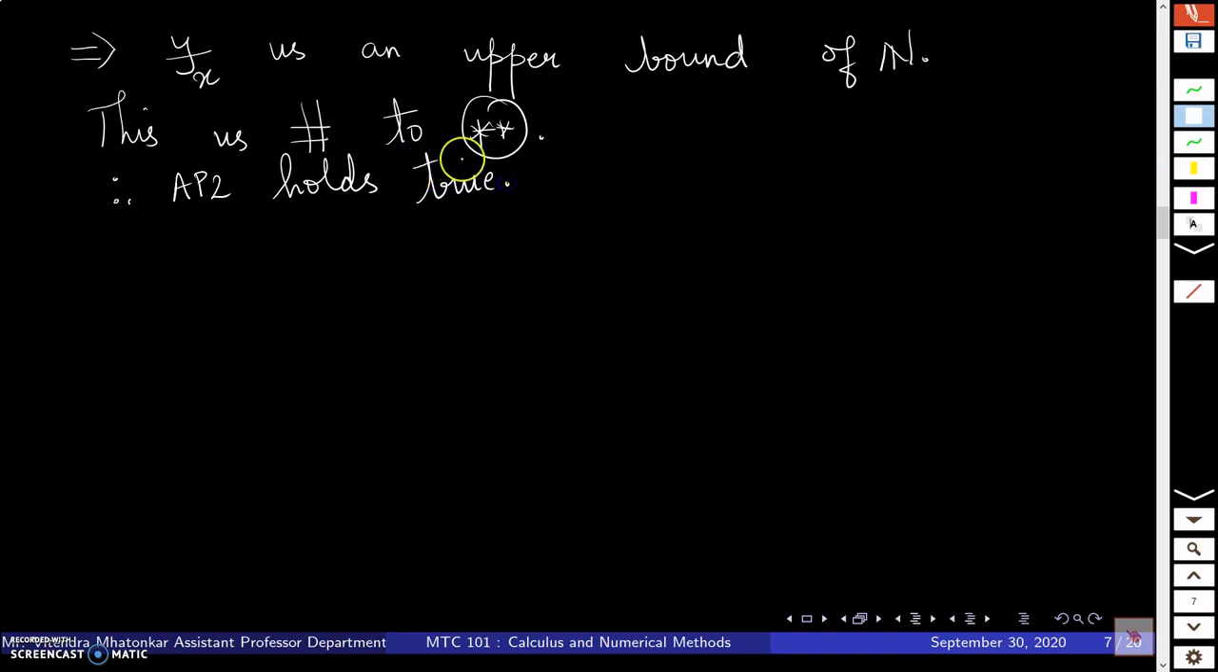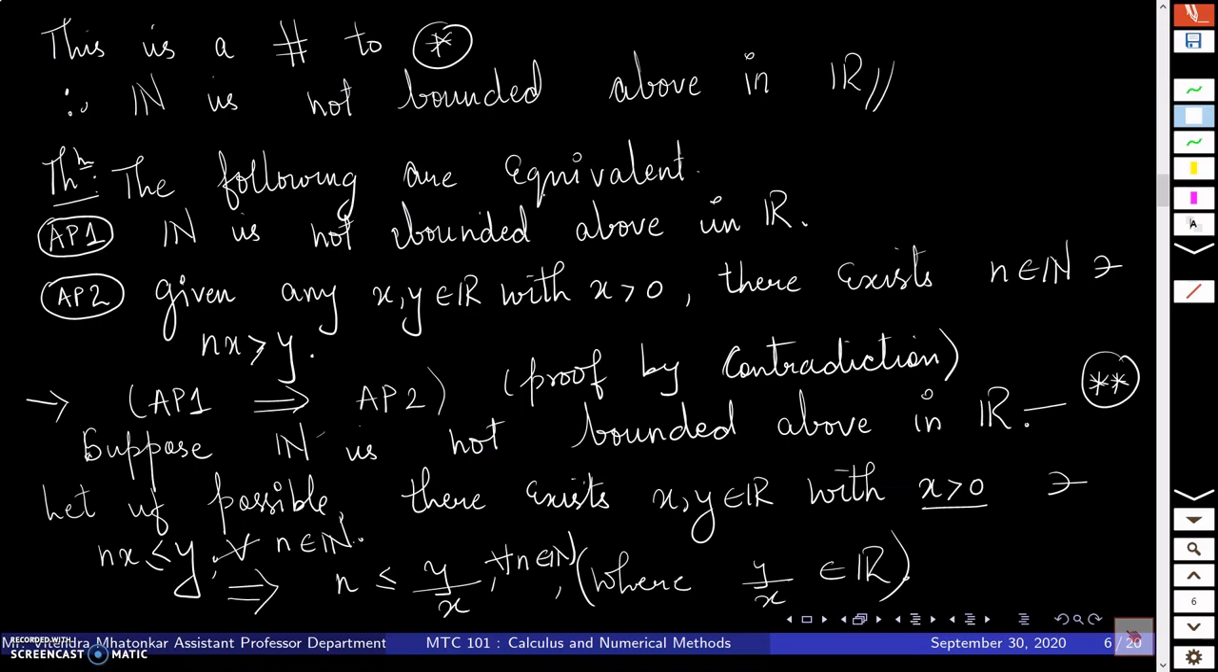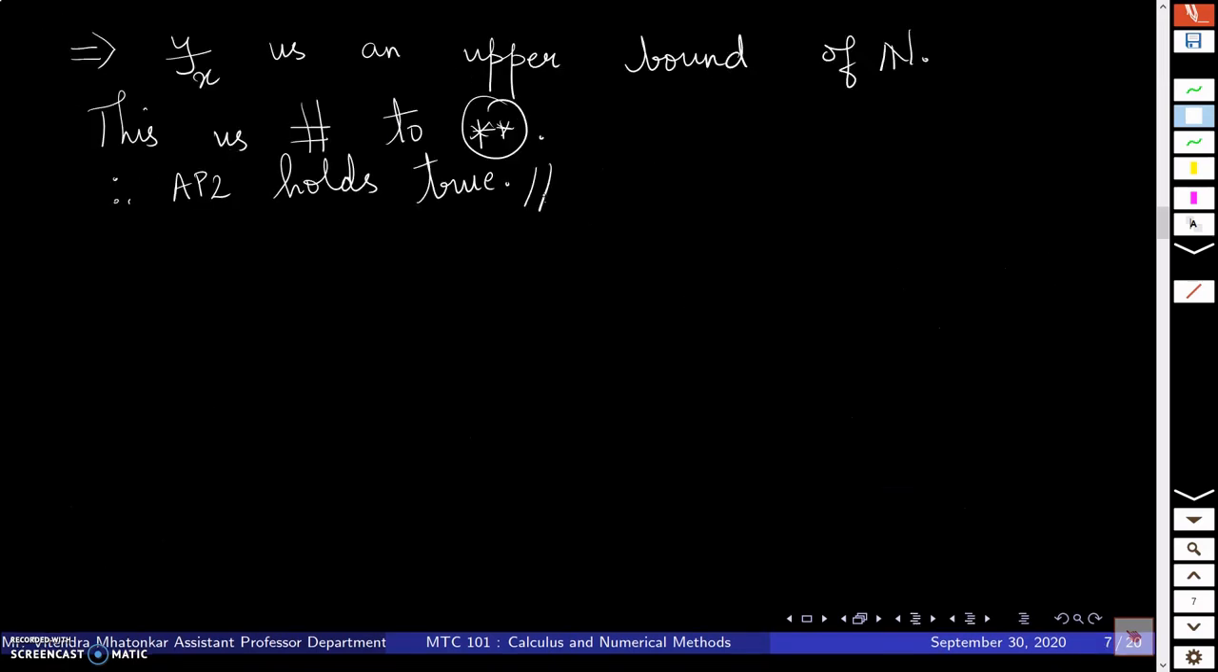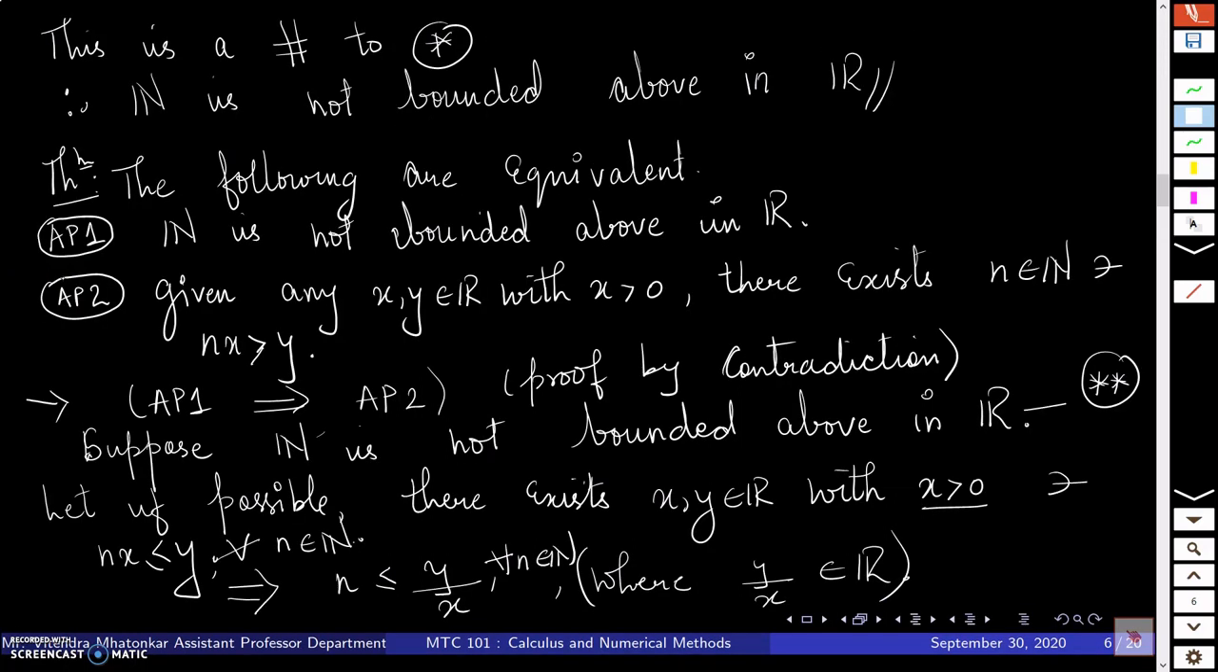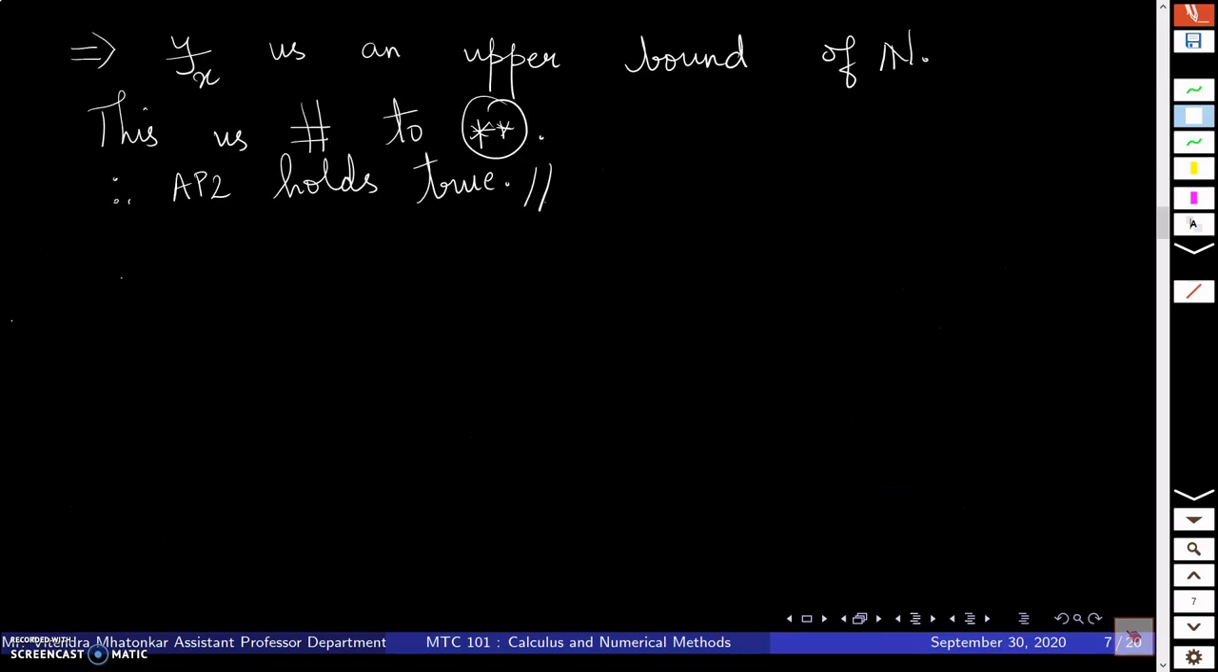So what we have done is we have assumed the first Archimedean property, the first form Ap1, and we have shown that the second form Ap2 is also true, right? Now the converse, we will have to prove that Ap2 implies Ap1. So I will assume Ap2 now, and we will prove that Ap1 holds true. So the second part will be to prove that Ap2 implies Ap1.